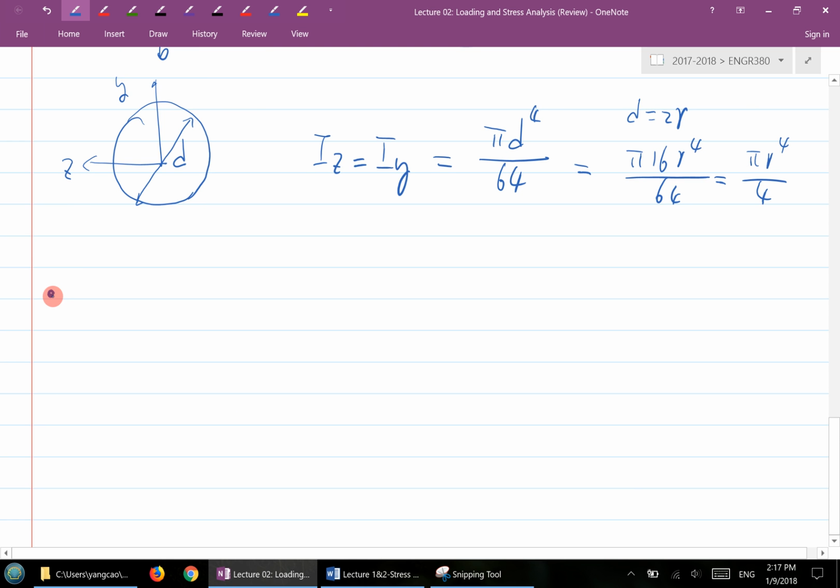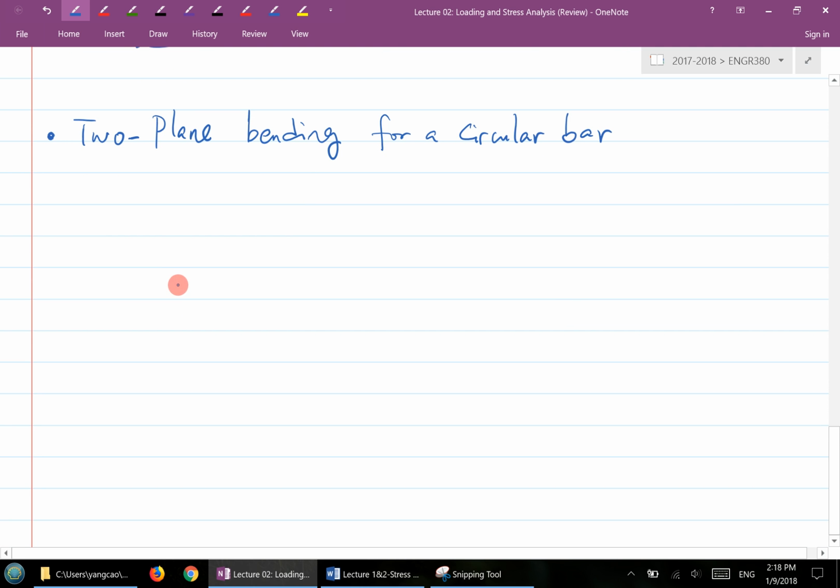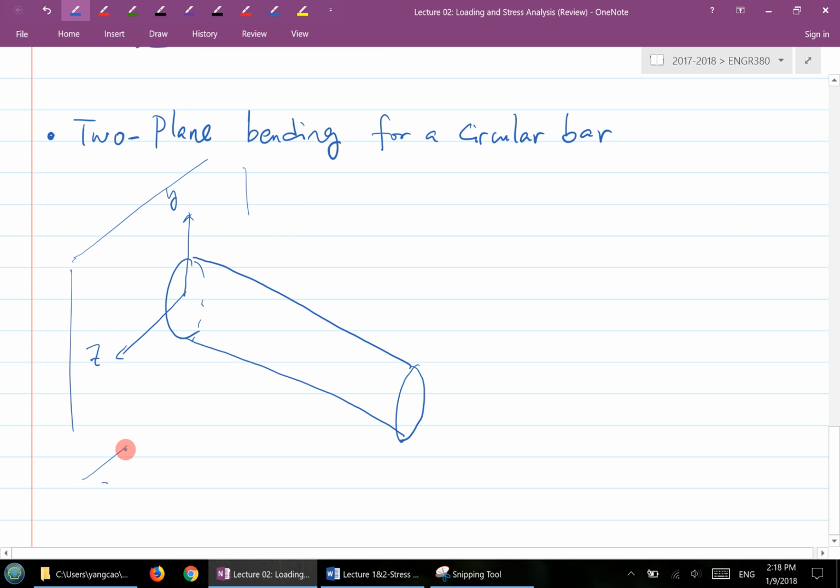Before we move on to the shear stress, here's a very common case for a bar to be loaded, the so-called two-plane bending condition. I'll focus on the circular bar, which is a shaft. Let me illustrate this situation. What do we mean by two-plane bending? Let's say you have a bar attached to a wall at one end, for example, and the bar has a diameter of d.